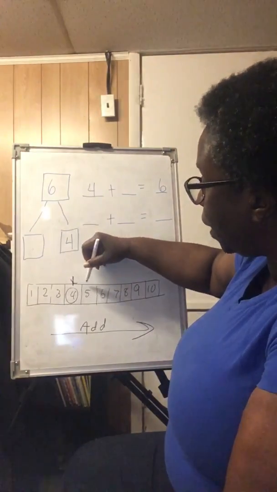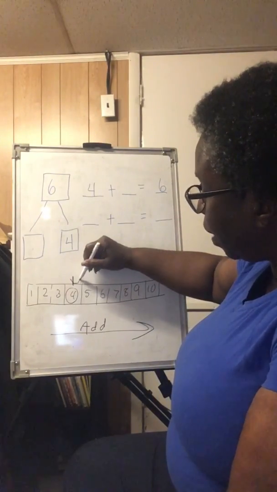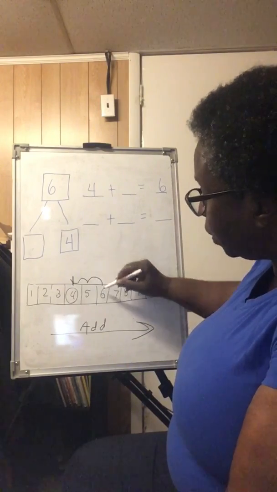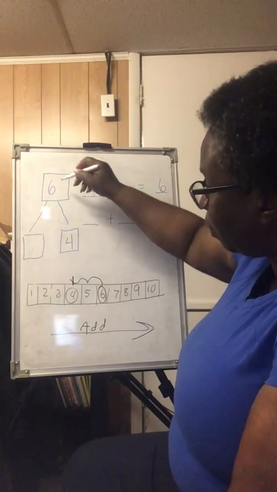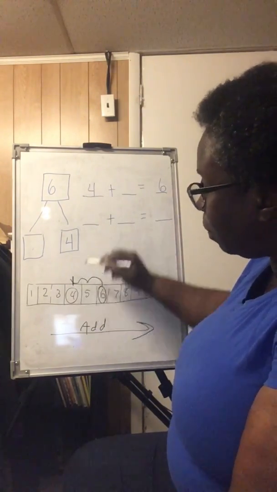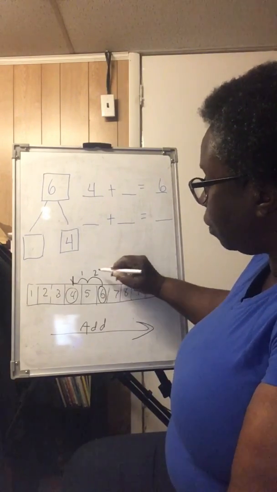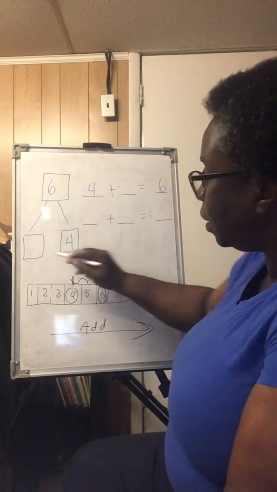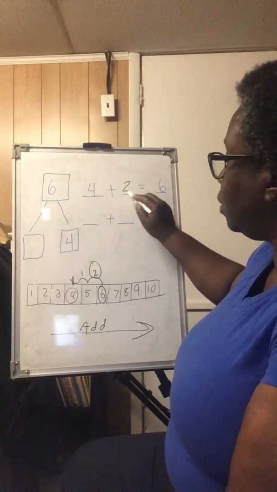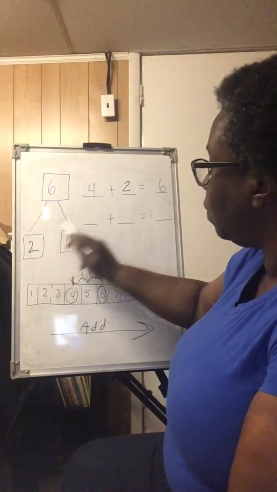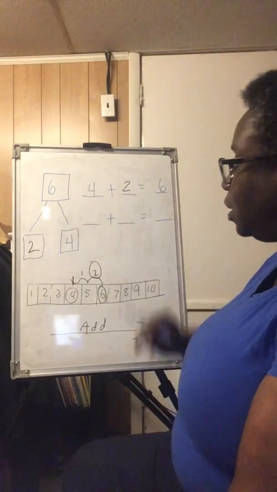So 4 plus what to give you 6? So we go 1, 2. We're going to stop at the 6 because that's what we're trying to find out. How many spaces we moved? 1, 2. So 4 plus what? 2. And we're going to put 2 in here because 4 plus 2 is 6.